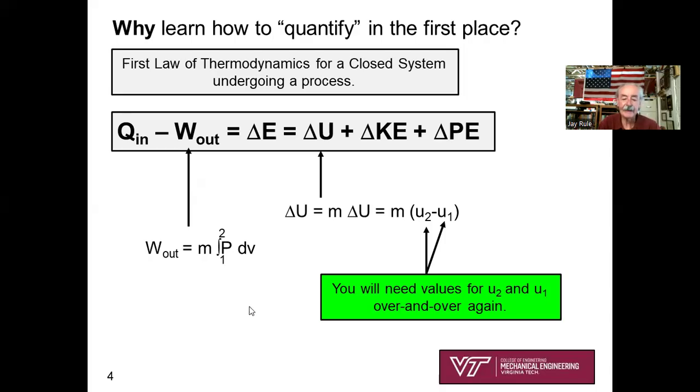And so the why is you're going to need values for phase change substances. You're going to need to find values for little u both at state 2 and at state 1. That's the way we're going to do that. And you're going to need to be doing this over and over and over again in your homework problems. So that's the why. I'm going to try to explain to you what you need to do to find little u2, little u1 for different phases of phase change substances. Sorry about that. Gosh, I should have caught that right there. Change in capital U is m times delta little u.